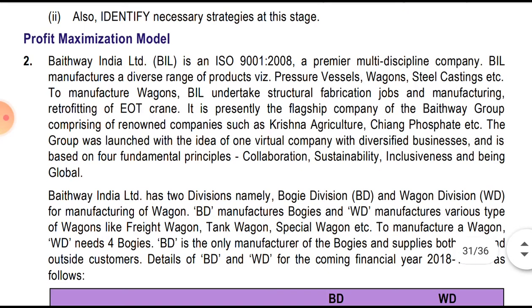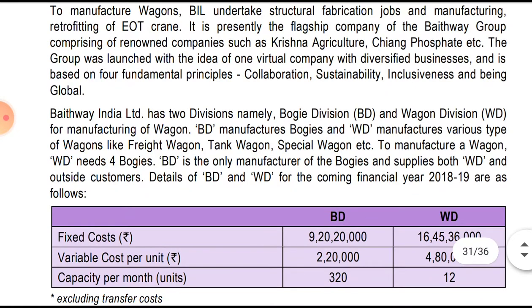This was entirely useless. It isn't useful, and this data isn't useful in any calculation which we have to do. Then Bathway India Limited has 2 divisions, namely the bogie division and the wagon division.